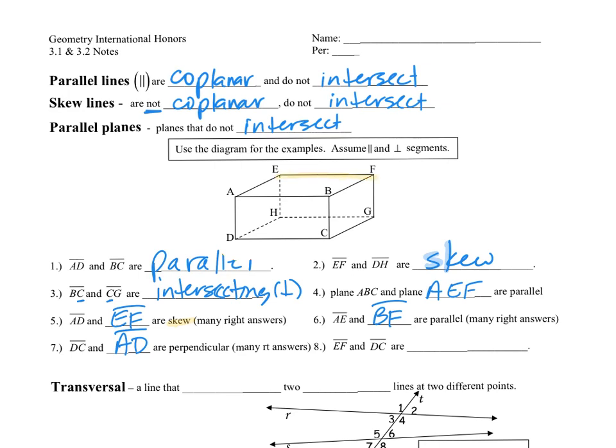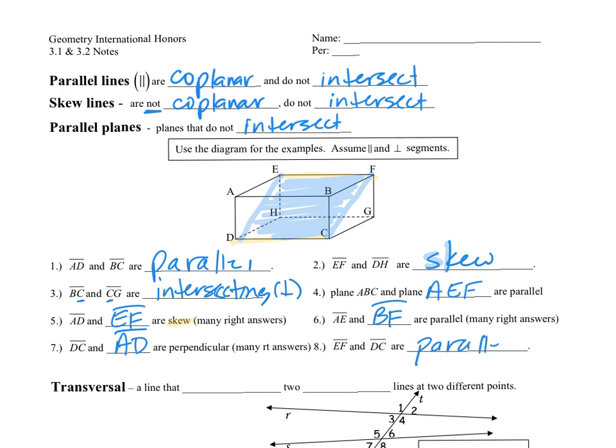EF is this segment, and then segment DC. Again, if you can imagine a plane that's slicing diagonally through this prism, you can see that those two yellow segments lie in the same plane but never intersect. So we would say that they are parallel.